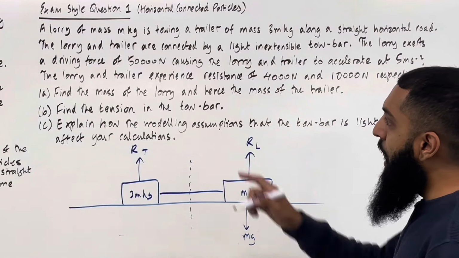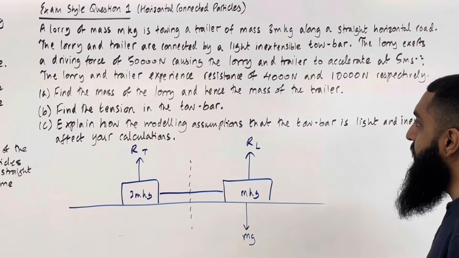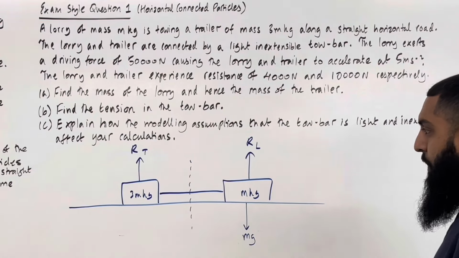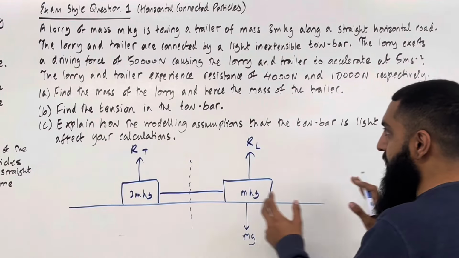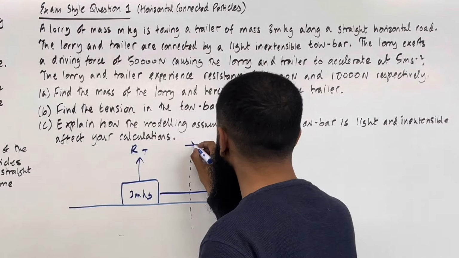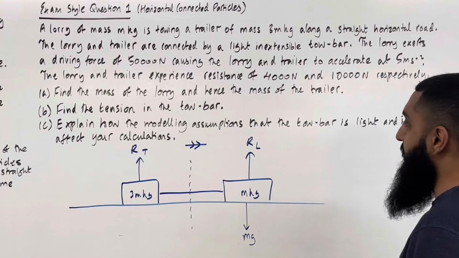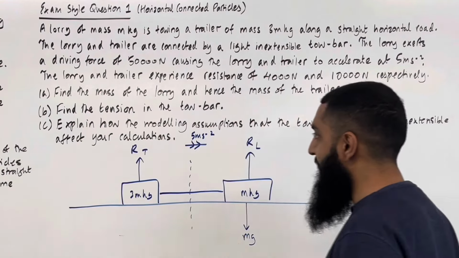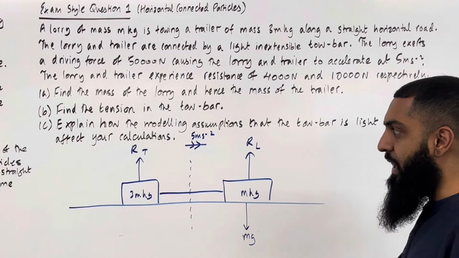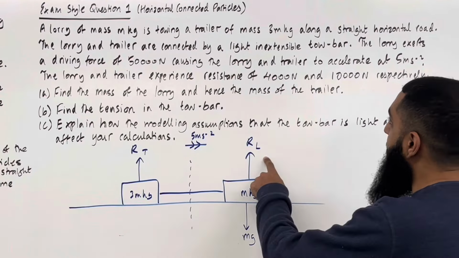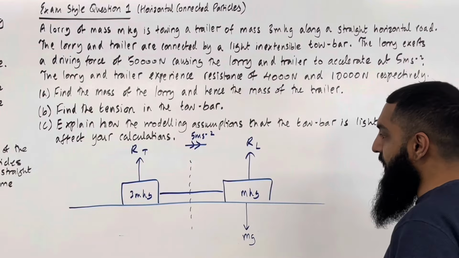Now, the lorry and trailer experience resistance of 4,000 newtons and 10,000 newtons respectively. So suppose that this entire system is accelerating to the right. Okay, so we can label the acceleration, and that acceleration is 5 meters per second squared. This means that the resistance has to act to the left, in the opposite direction of motion. So the resistance for the lorry is 4,000 newtons acting to the left.